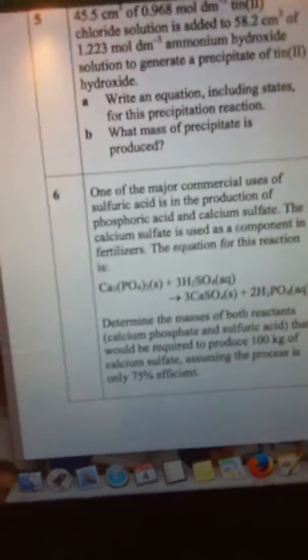So first, to do that, we're gonna find out how many moles of calcium sulfate there is. So knowing that there is 100 kilograms, so question number 6 of chapter 4.8. So there is 100 kilograms of calcium sulfate. So we need to put that in grams. So that's equal to 100 times 10 to the power of 3. And then we have to find how many moles.